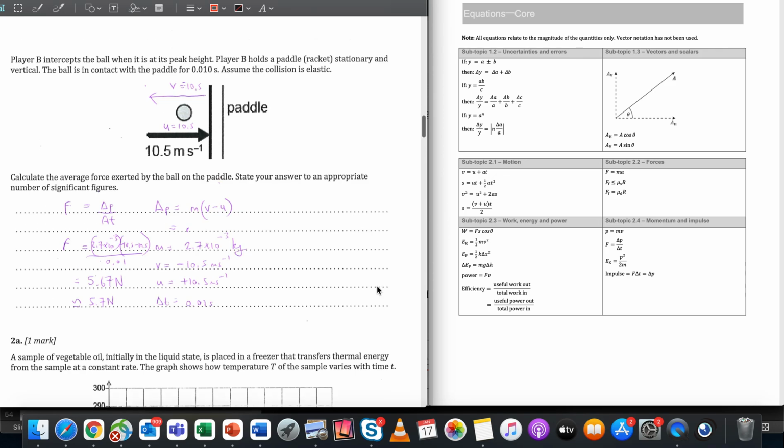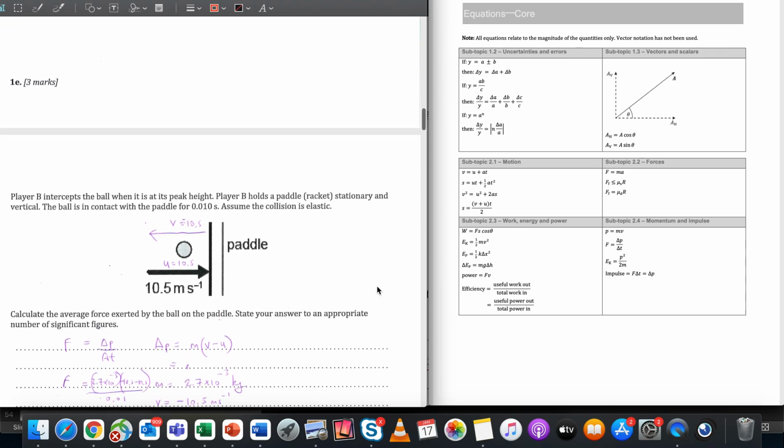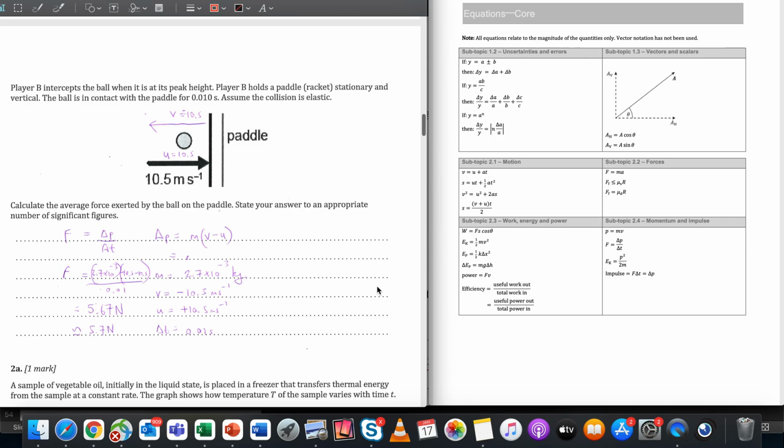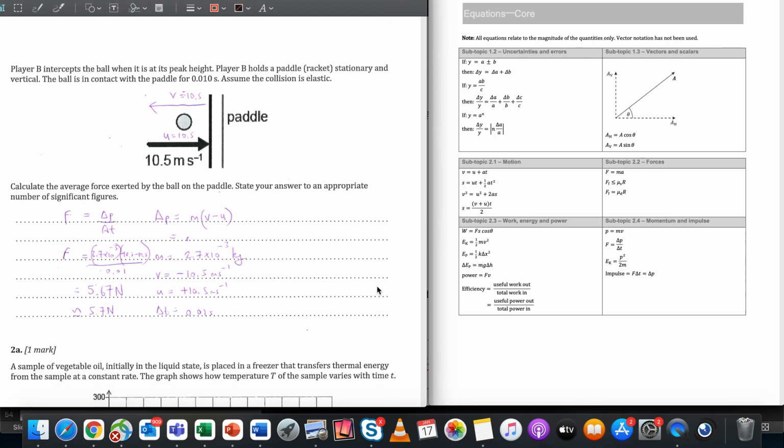That question, let's just finish it off. We're then asked about an interception. Okay, we have the ball being intercepted at peak height and with a velocity of 10.5. Now the ball makes contact with a paddle, a racket, and we assume that the collision is elastic.